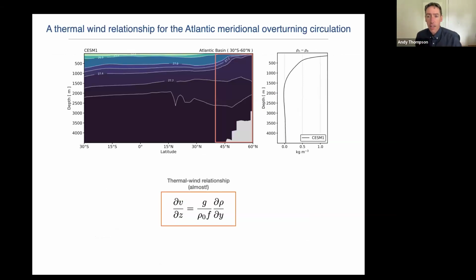So our focus on this particular study goes back to thinking about the stratification. And so in particular, thinking about how the ocean stratification in the Atlantic Basin is related to the strength of the AMOC. So what I'm showing here on the upper panel is a zonally average picture of the density in the Atlantic Basin from CESM1. So again, depth is on the y-axis, latitude now on the x-axis.